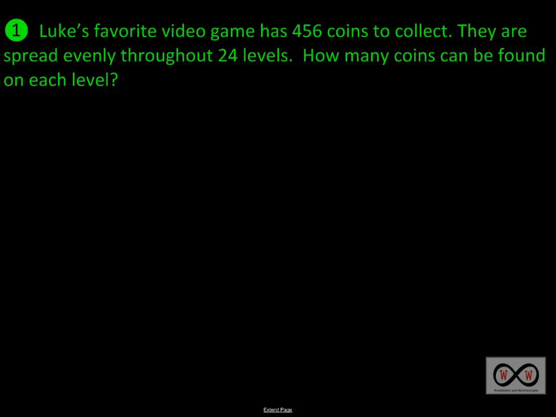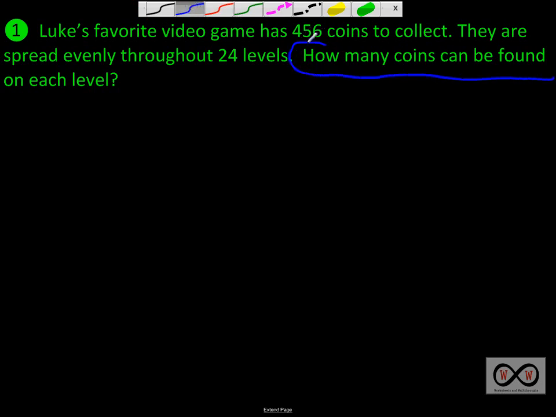So right off the bat, you probably can tell that this is a division problem. It's a classic division problem. We start out with a large amount spread out among 24 levels. Spread evenly, that is. And we can take a look at the question to find our math job. Here's the question. Again, it's how many coins can be found on each level.